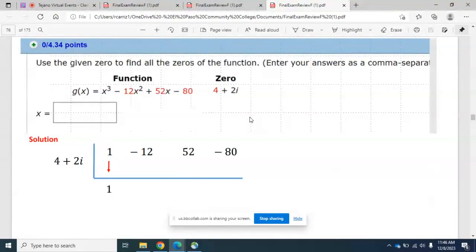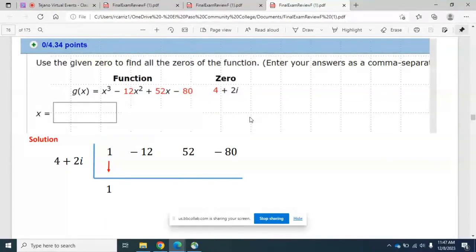This problem says, use the given zero to find all the zeros of the function. So on this particular one, we have a cubic function, and we possibly could have at most 3 zeros. They gave us one of those zeros. They say that 0 is equal to 4 plus 2i. Oh, but this 4 plus 2i is a complex number. Now, just so you can see, we can still use synthetic division with complex numbers, and that's what this whole example is about. Even though I have a complex number, I can use synthetic division.